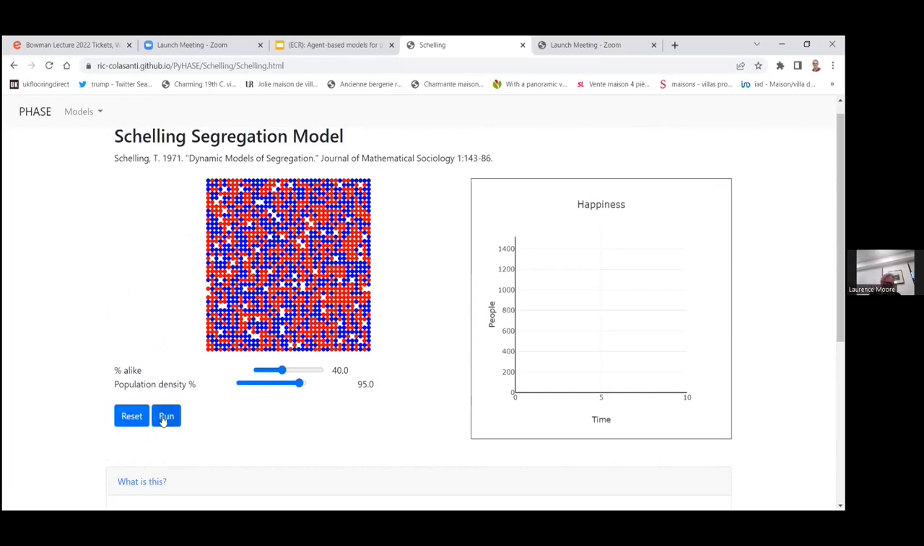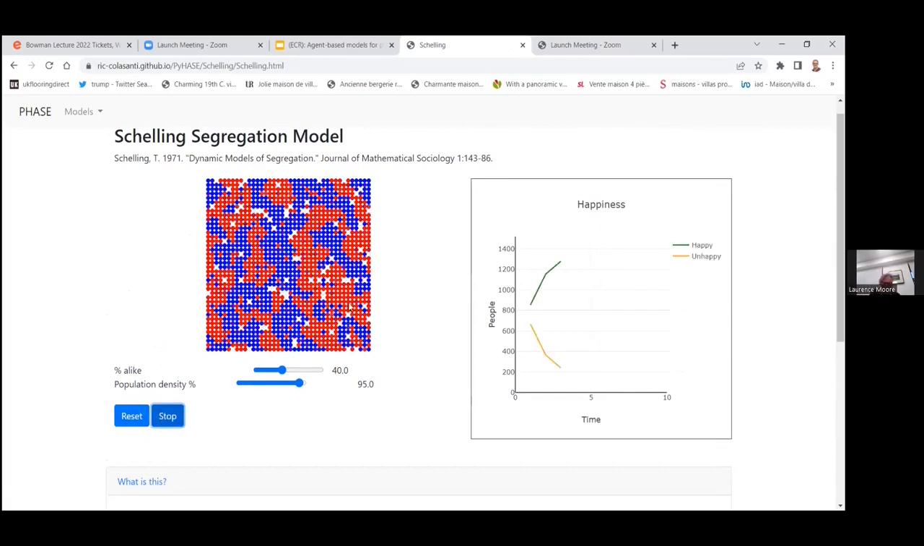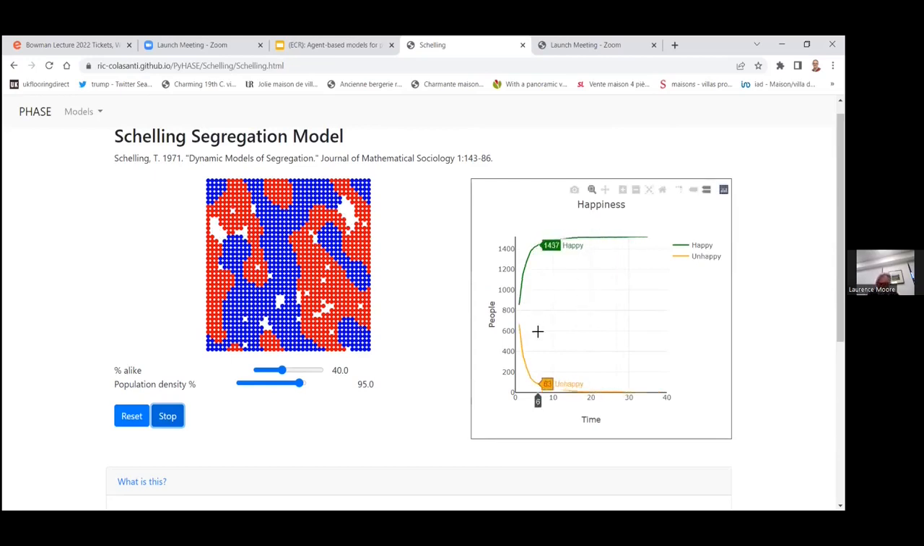So let's run the model. Here you can see each making little individual reactions. And look, this is an example of emergent behavior. We're getting ghettos, even when it's down at 40%, where you're quite happy if fewer people are like you than not like yourself, and you still get this type of segregation. You can see here in terms of the happiness. So let's stop the model.